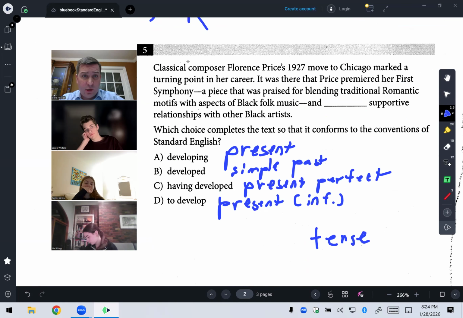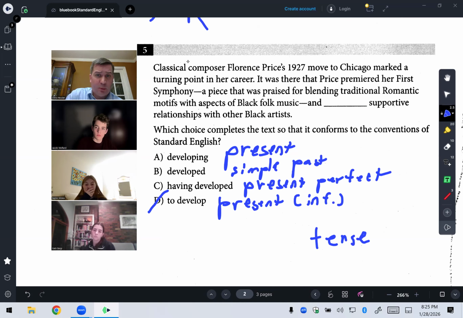All right, this is a tense question. What tense are we in? Classical composer Florence Price's 1927 move to Chicago marked a turning point in her career. It was there that Price premiered her first symphony, a piece that was praised for blending traditional romantic motifs with aspects of black folk music and blank supportive relationships with other artists. Okay, so what tense are we in? I think we are not in the present tense. We have to be in the past tense.